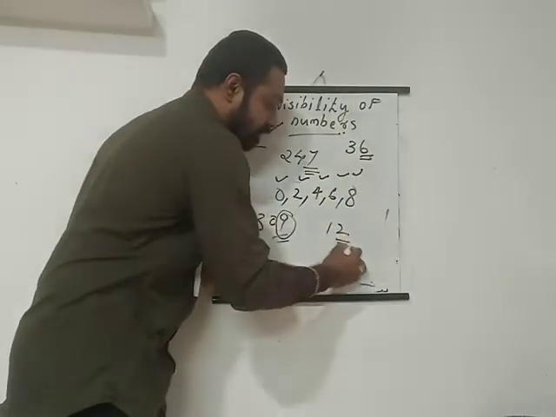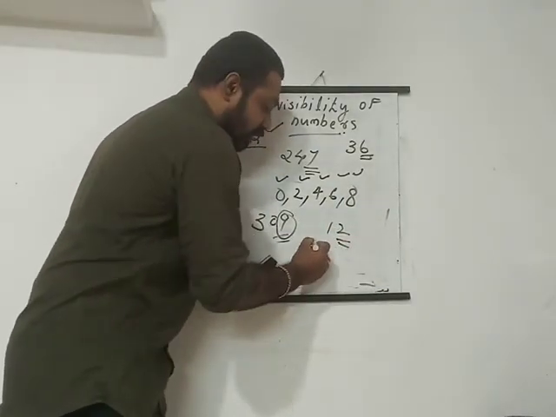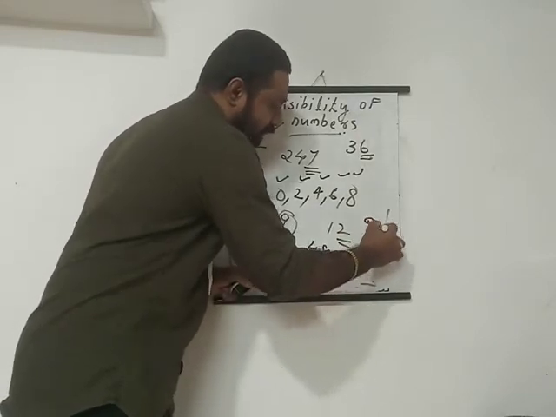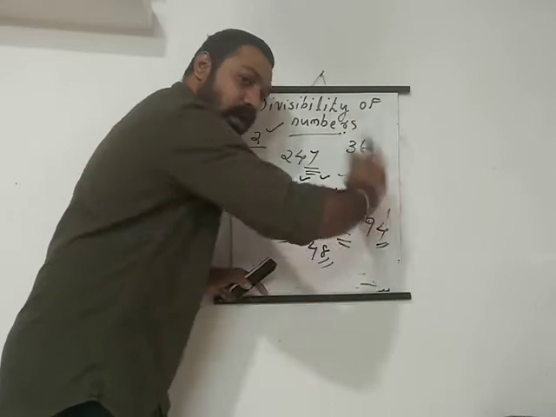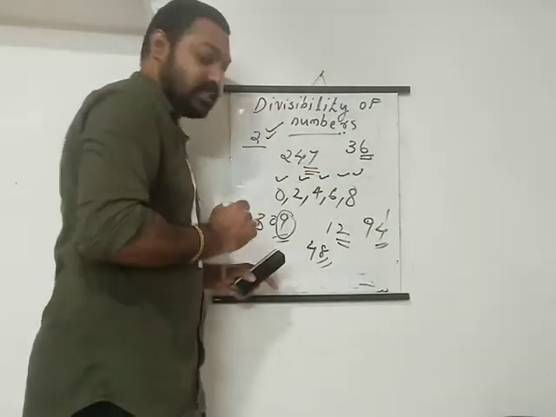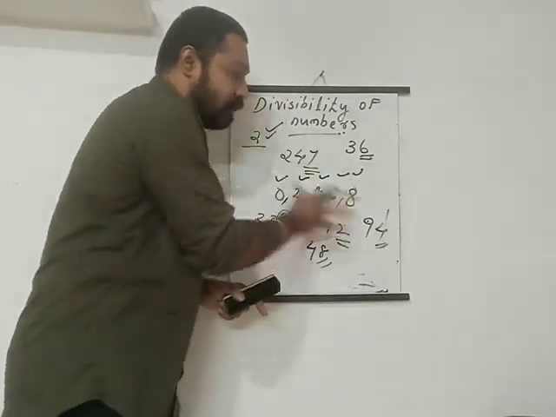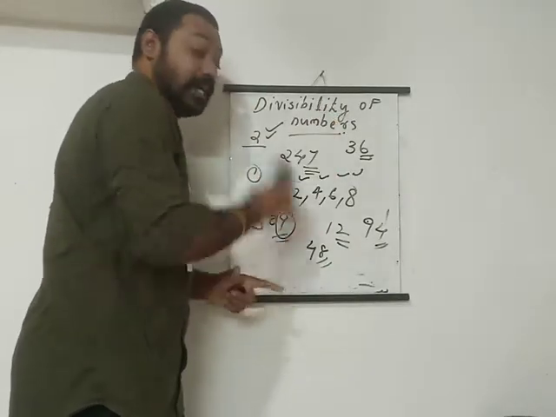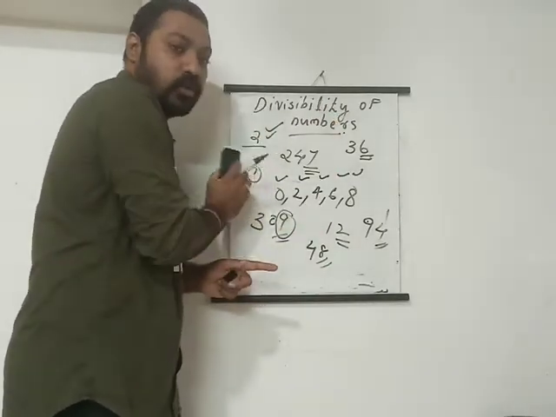12 is an even number and it ends with 2. 48 ends with 8. 94 ends with 4. These are all divisible by 2. That means if you divide these numbers by 2, we will get a remainder 0. That is the case of divisibility by 2. This is the rule for 2.